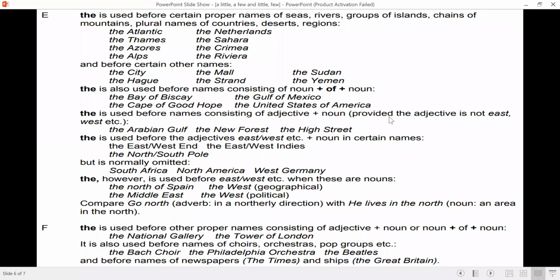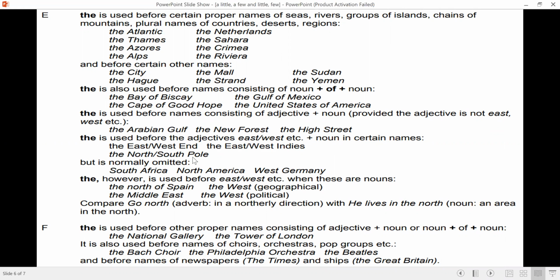But there is an exception in the use here, that these adjectives should not be east or west. They should be something else, right? And the is used before the adjectives east, west, etc. plus noun in certain names. Of course, it can also be used before east, west as adjective plus noun as well. For example, the east or west end, the east or west Indies, the north or south pole, etc.